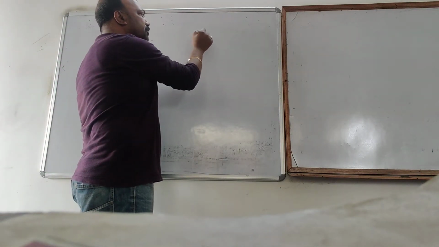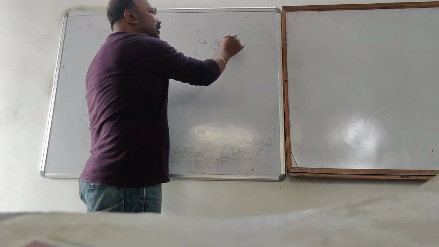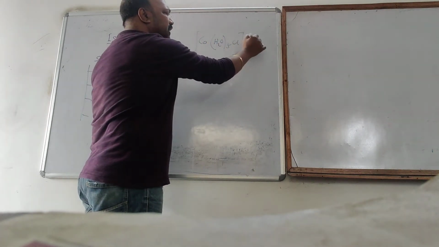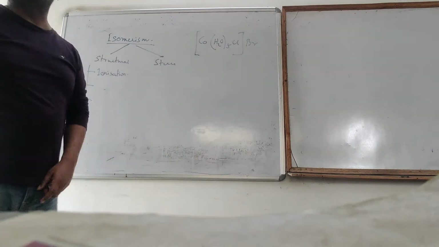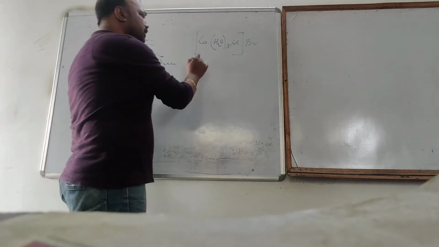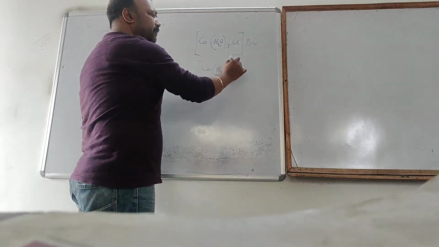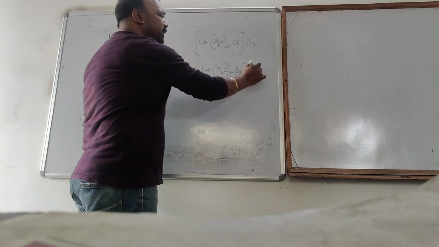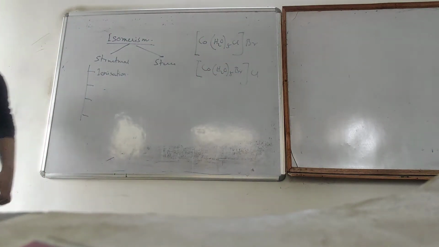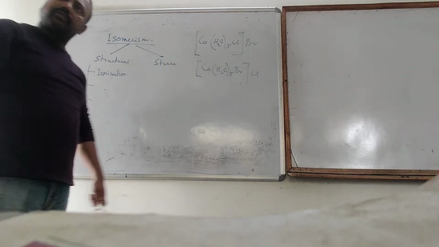Suppose Co(H2O)5Cl Br. I'm writing it like this. This is one coordination compound. And another coordination compound I'm writing, Co(H2O)5Br Cl. First of all, do they have the same molecular formula or not? They have the same molecular formula. So they are isomers. Clear?